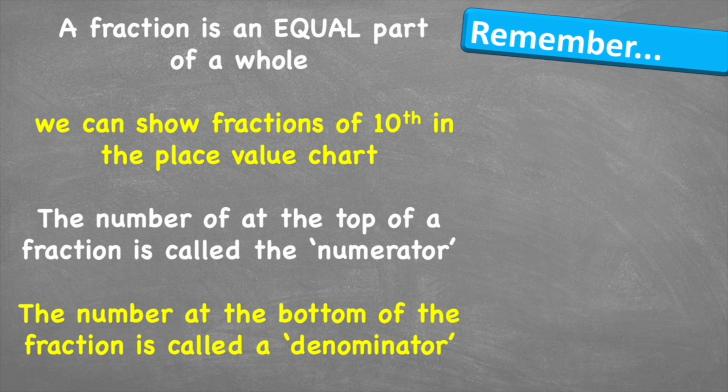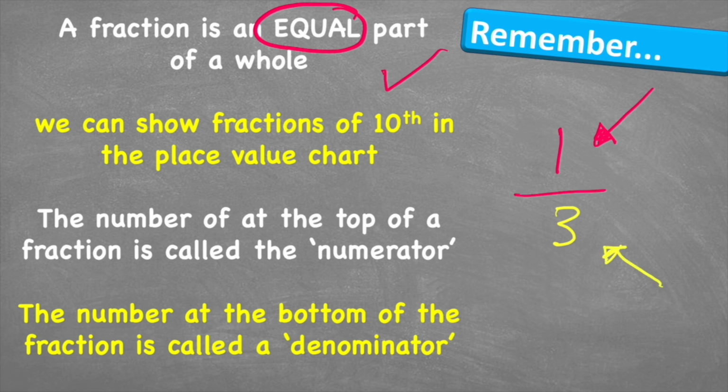But today we want to remember that a fraction is an equal, it's a very important word in fractions, part of a whole. We can show fractions of tenths in the place value chart. The number at the top of a fraction would be our numerator, and the number at the bottom of the fraction would be our denominator. Remember that the denominator shows us how many we've split our whole into, and the numerator is how many we're counting.